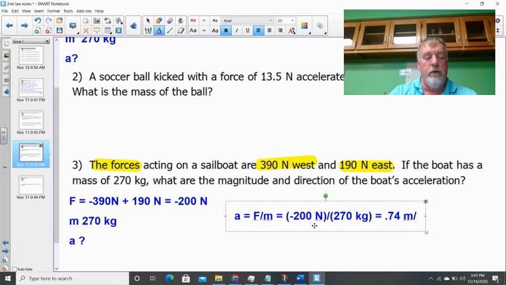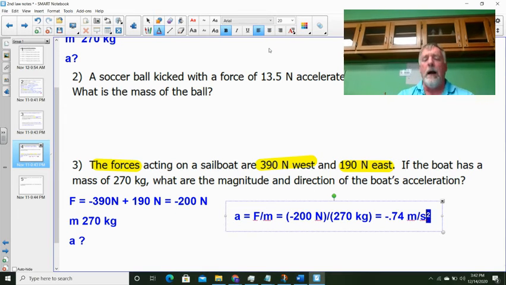Meters per second squared. And which direction are we going? Well, I dropped my negative sign there, so I'm sorry I made that mistake. We've got a negative 0.74 meters per second squared. That means we're heading to the west. Now, I'm not going to put west in here, because if I put west, I'd have to drop the negative sign, because it'd be kind of redundant. So if I don't put a direction on here, then we're going to assume that when you see the negative sign, we know we're talking west.